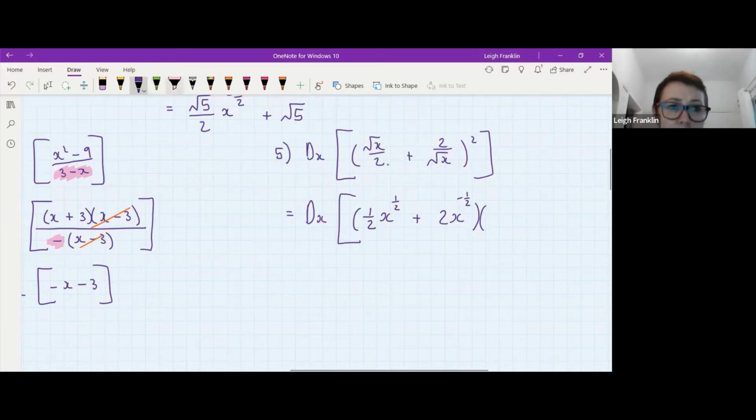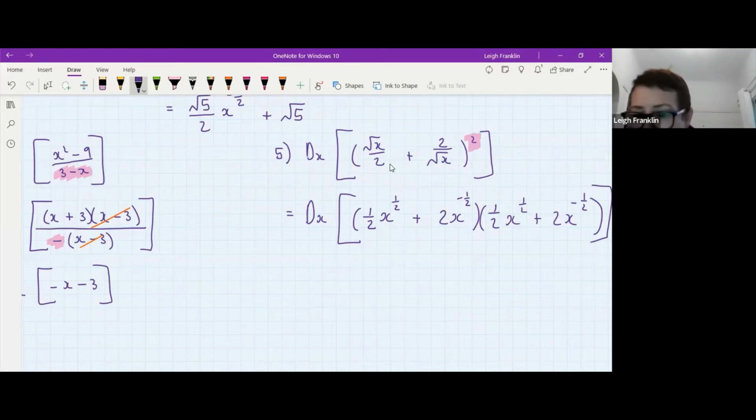Yes, okay, cool. If there's anything that I'm doing that you don't understand, please interrupt me, and I will happily explain it to you. Because I'm squaring my bracket, I'm multiplying it by itself. So I'm just going to write down a half x to the half plus 2x to the minus 1 over 2.